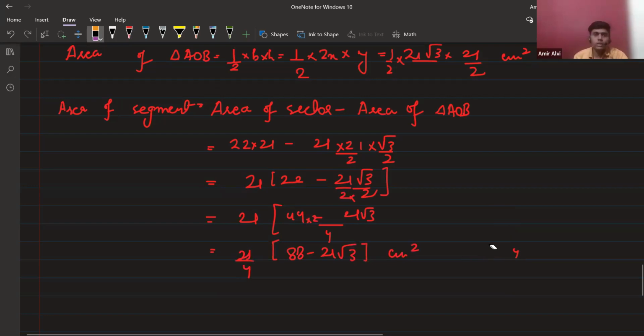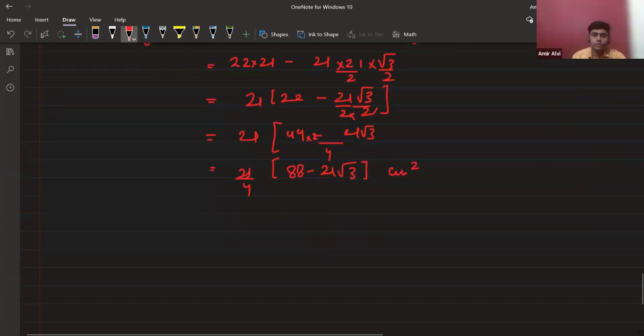Yes, sir. So that's how this question is done. A little bit of calculation is required in this chapter. Clear? Is it 21 or 4? Which one? Like 88 minus 21 root 3, and the one above it is 44 into 2 minus 21 root 3. Okay, yes. My writing is a bit bad, sorry for that.